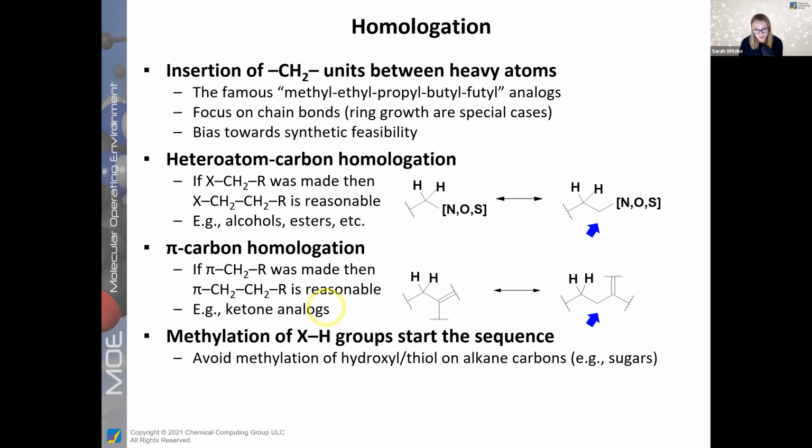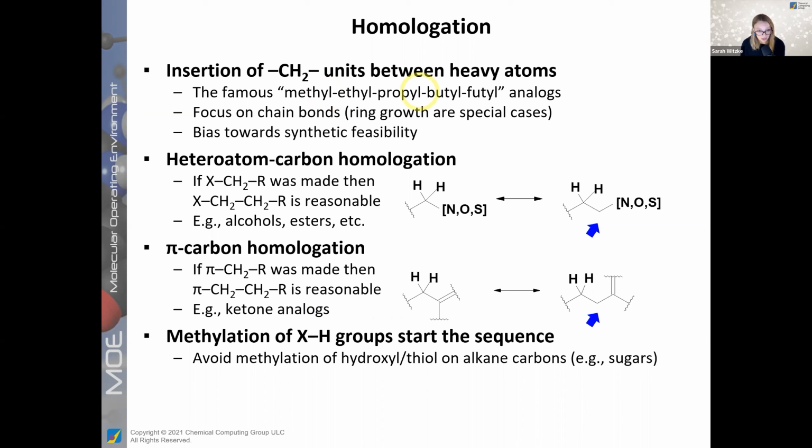Now, one of the other transformations we talked about is a homologation. A homologation is an insertion of a CH2 or a methylene unit between heavy atoms. This creates the famous series of analogs: methyl, ethyl, propyl, butyl, and so on. They are generally inserted in chain bonds, but they can also be inserted in rings as special cases.